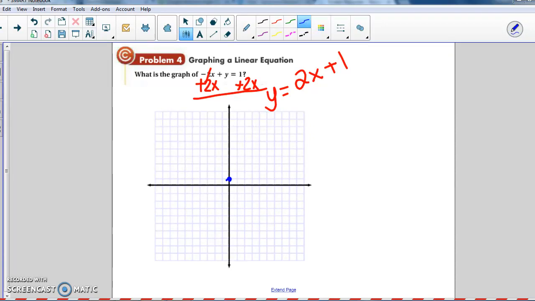So I go up 2 to the right 1, up 2 to the right 1. I could also go down 2 to the left 1. Then I connect my points, and I graphed my linear equation.